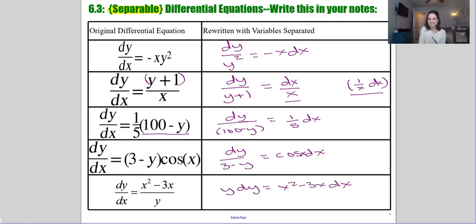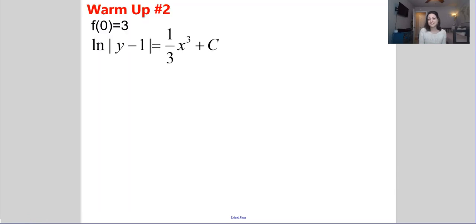All right, I've got answers on the screen. Go ahead and pause if you need to make any corrections. So that's going to be step 1, to separate our variables. Step 2 is going to be to integrate. And step 3 is going to be just a whole bunch of algebra.